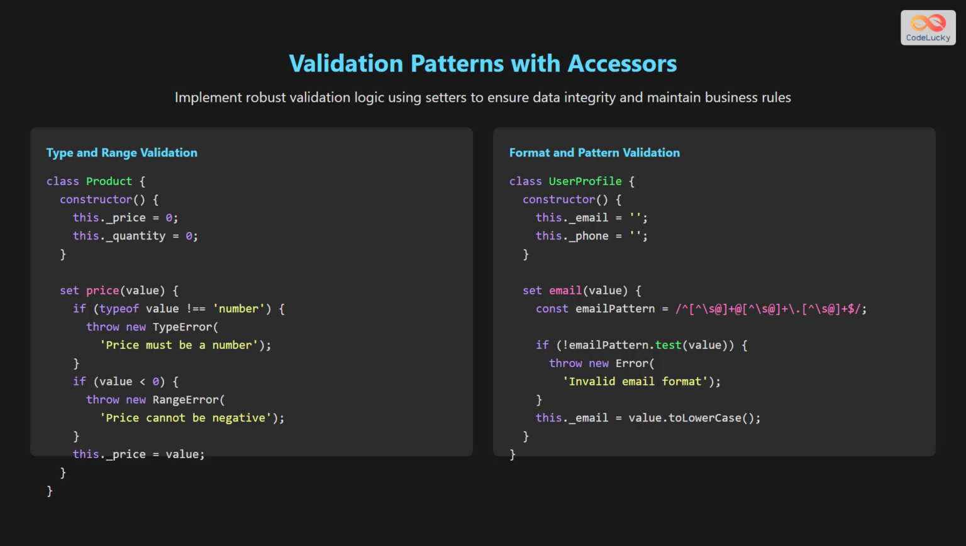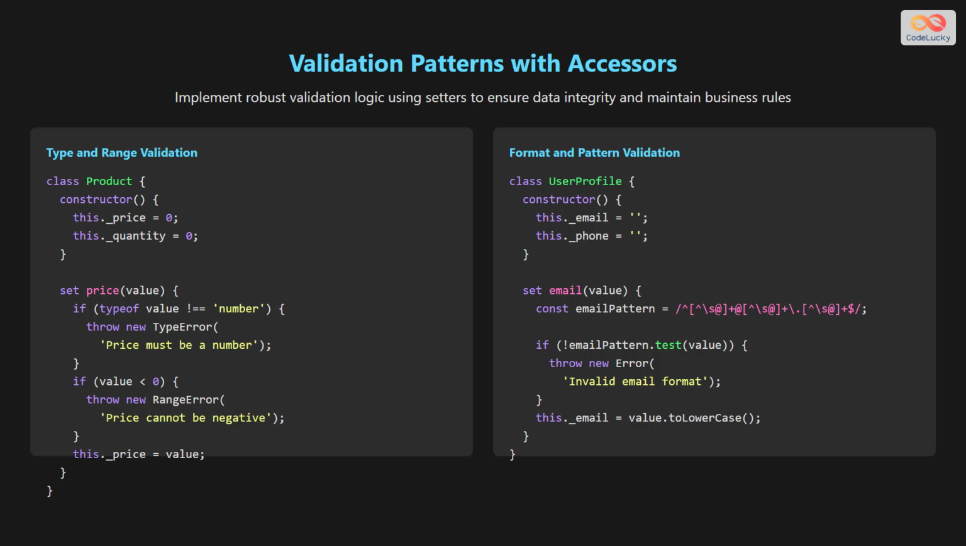Accessors are very useful for implementing robust validation logic. Setters can be used to ensure data integrity and maintain business rules. Let us see how. First, we'll look at type and range validation. In this example, a setter is defined for the price property to validate the type and range of the value. If the value is not a number, a type error will be thrown. And if it is less than 0, a range error will be thrown.